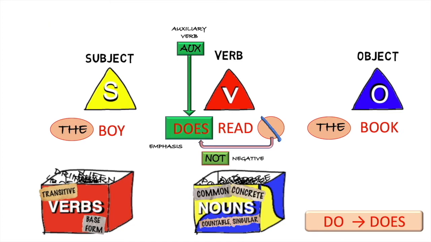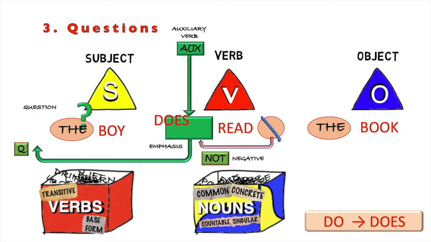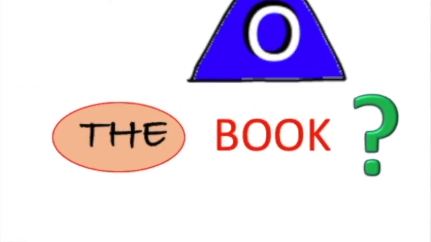And last but not least, we use the auxiliary to make questions. Now this is, at last, a true transformation. The sentence is transformed by moving the auxiliary to the beginning of the sentence in front of the verb. Does the boy read the book? In this case, we also need to add a question mark at the end of the sentence.